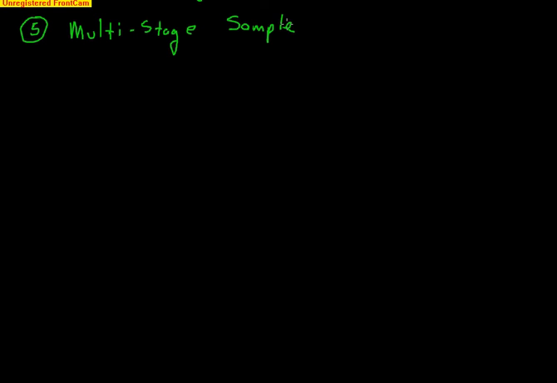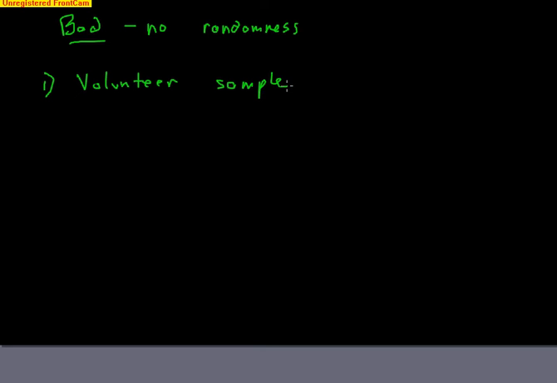I don't want to talk too much about that because it should make a decent amount of sense. All right, next I want to talk about the two bad methods. These methods are bad because there is no randomness. The first one is called a volunteer sample. In a volunteer sample, you simply allow volunteers to make up your sample. You don't choose. There's no randomness involved.